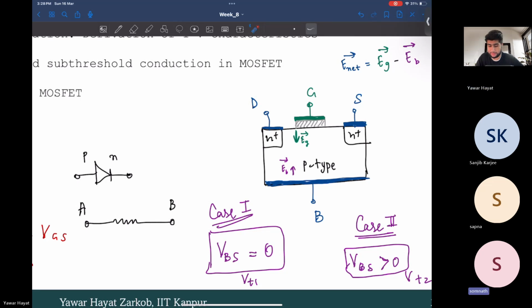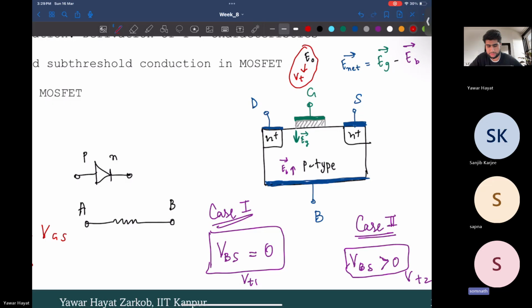Now, threshold voltage would be corresponding to some gate to source voltage, right? That would be corresponding to some gate voltage, right? And that gate voltage would correspond to some E net. Let's suppose that E net is your E naught, right? At E naught, your inversion channel is formed. So I'll say that this would correspond to VT. Is the idea clear, roughly, what I'm trying to point out?